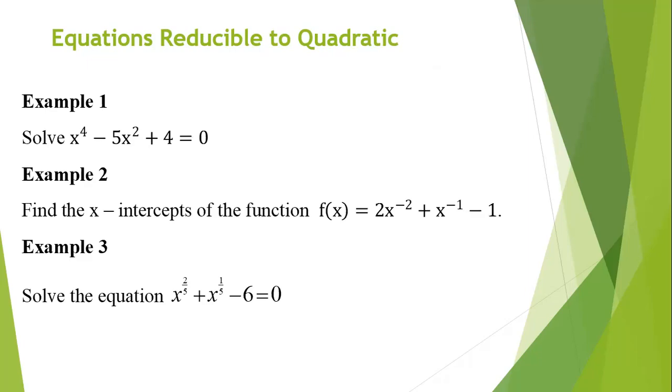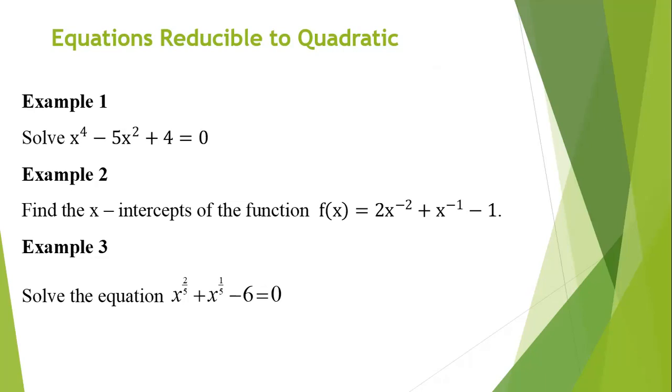Solve x raised to power 4 minus 5x squared plus 4 equals 0. This is a polynomial of order 4, but I can reduce it to quadratic. What I just need to do is say let x raised to power 2 equal y. Then I can change x raised to power 4 to y squared, minus 5 x squared changes to 5y, plus 4 equals 0, and that is quadratic. After solving, I substitute the values of y back. Then I get the value of x.